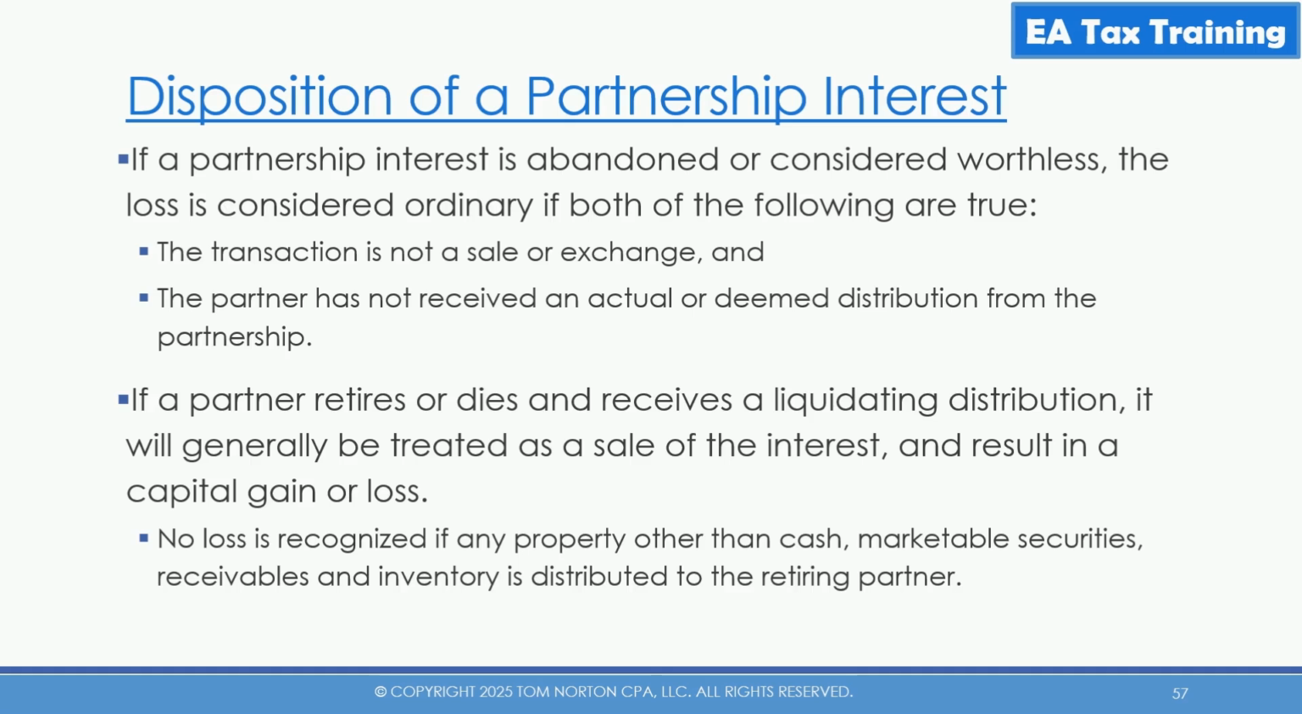If a partner retires or dies and receives a liquidating distribution, it will generally be treated as a sale of that interest and therefore result in a capital gain or loss. However, no loss is recognized if any property other than cash, marketable securities, receivables, and inventory is distributed to the retiring partner. So if the partner is retiring and they're going to give him or her a building, for instance, then the partner cannot recognize a loss on that. But if they're only getting cash, marketable securities, etc., then if they have a loss, they can recognize that loss.